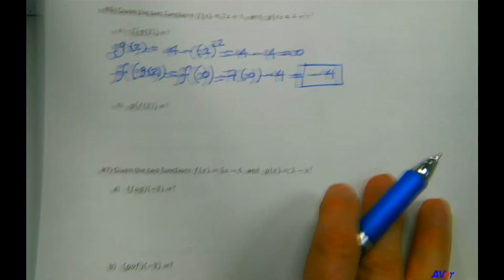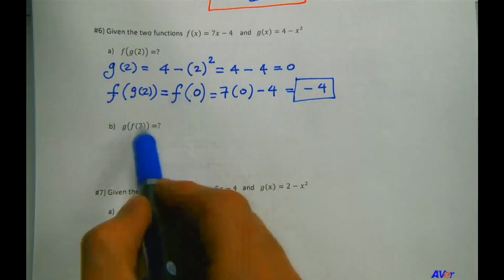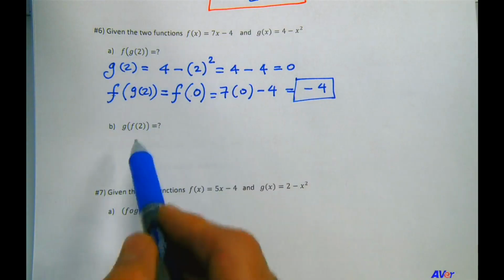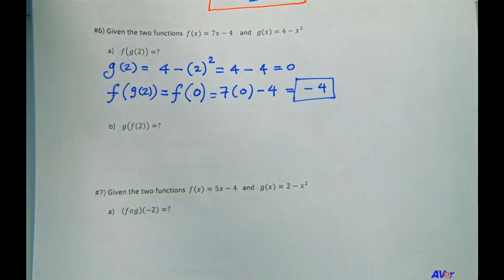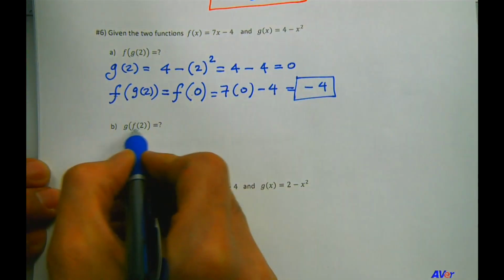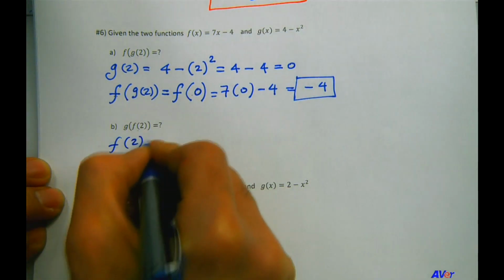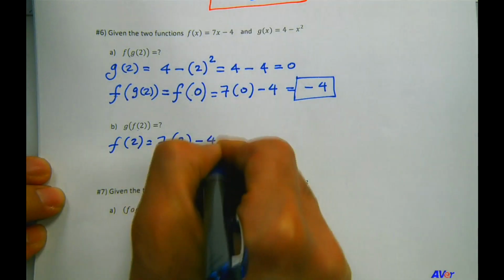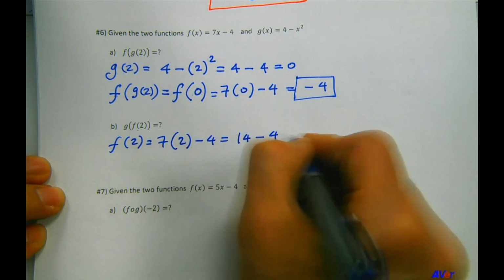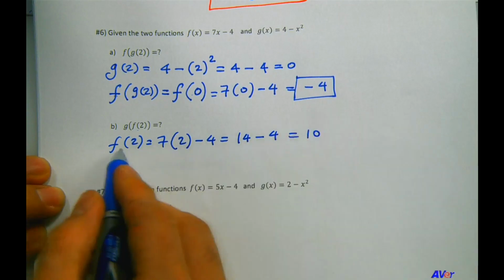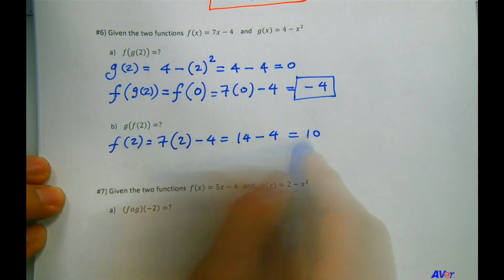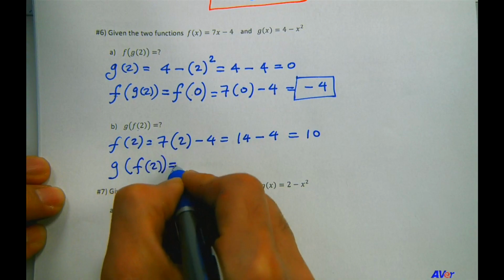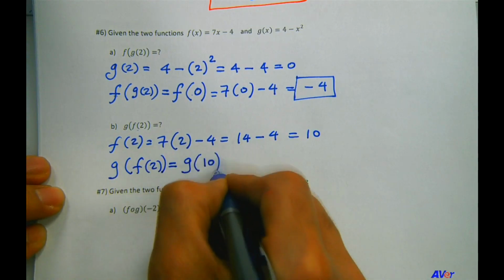So this one is the opposite. It's the function f evaluated at 2, then that result is placed inside g. So let's first find the function f at 2. Function f at 2 is equal to 7 times 2 minus 4. So we have 14 minus 4, or 10, right? That's function f at 2. So therefore, g at f at 2 is equal to g at 10.